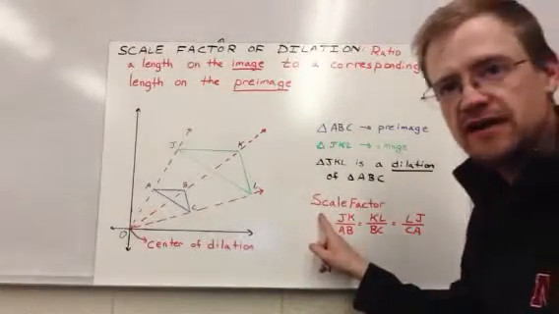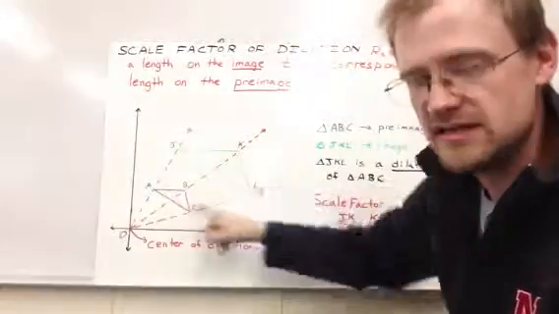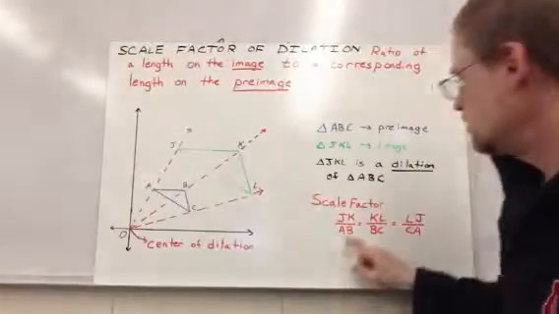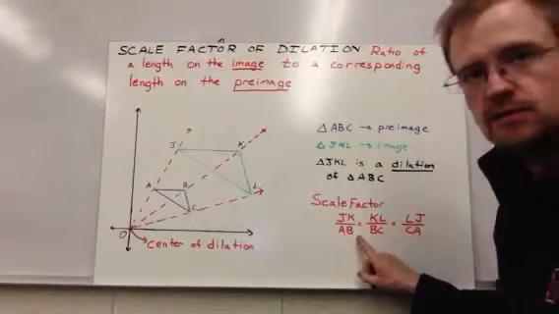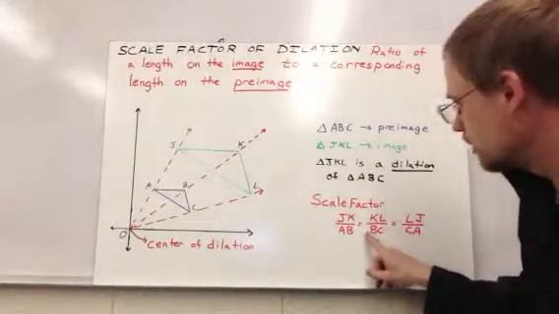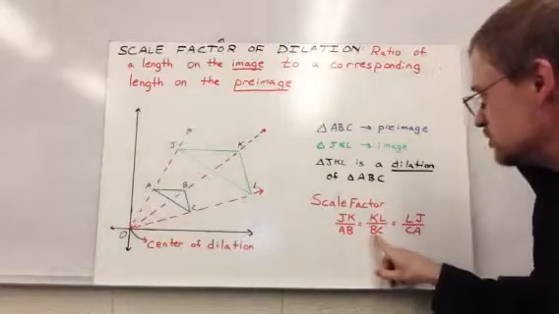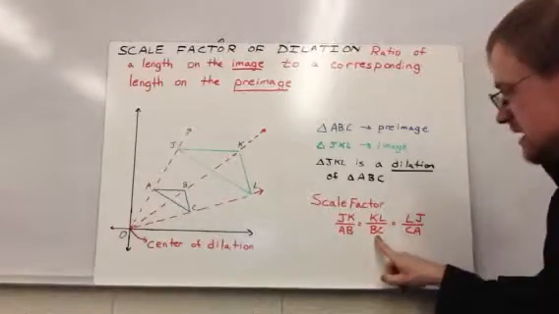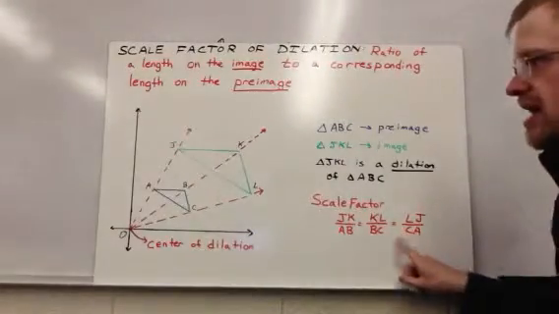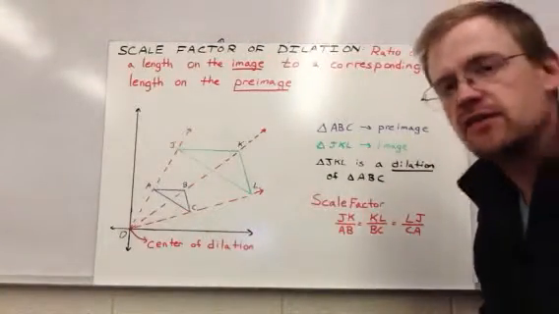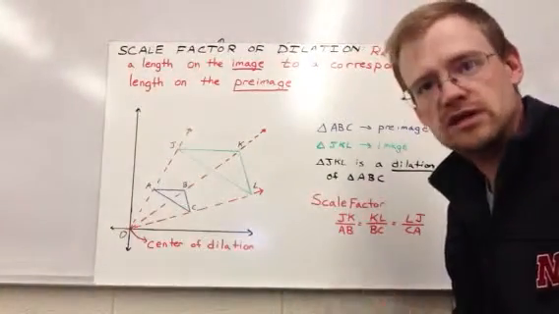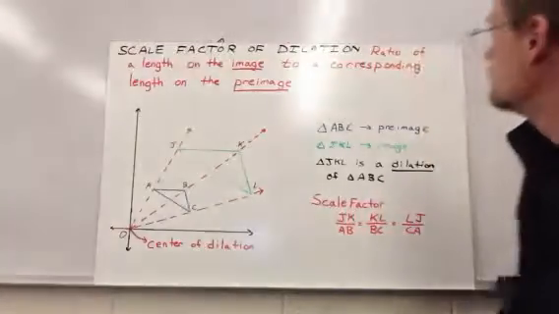Finally, our scale factor. We could use any of these sides since they're all proportional. So the length of JK over the length of AB would be our scale factor. We're going to find that KL over BC or LJ over CA is also going to give us our scale factor. It'll all be the same number when you reduce. Okay.